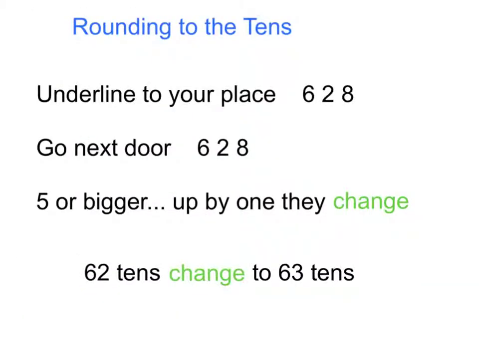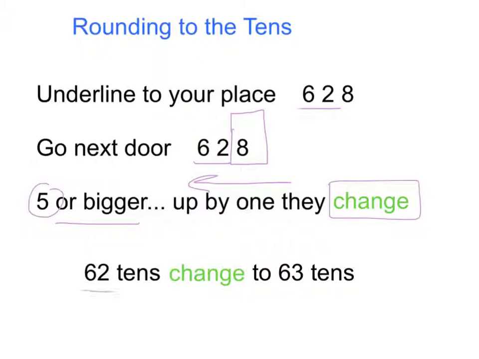We're going to look at another number in the hundreds. This number is 628. We're going to underline to our place, which is the tens place. We underline the 6 and the 2, and we go next door to the 8. The 8 is next door, and it follows the rule of 5 or bigger. The numbers to the left change up by 1, which means that the 62 will change to 63 tens.